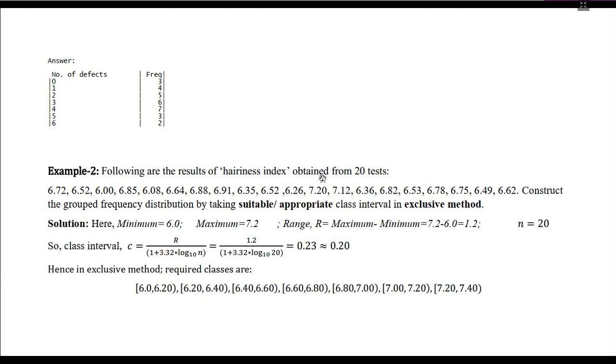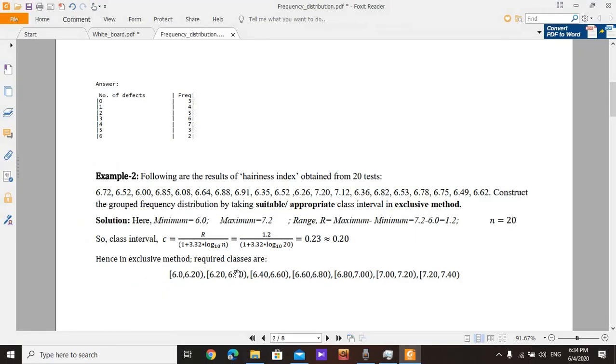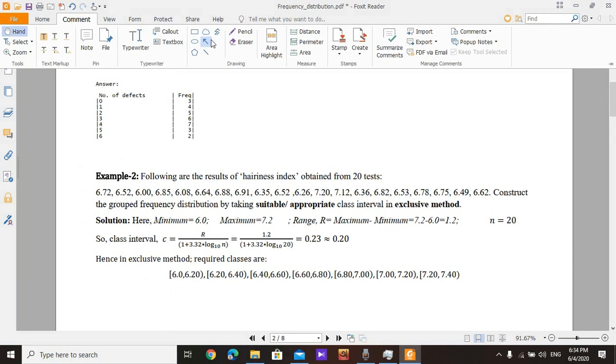Okay, so in the exclusive method we can form the following classes. Since our minimum value is 6, we start from 6.0. I write here with a comma, not a hyphen. So we write first a closed interval 6.0 comma 6.20 open interval. So this means this is the exclusive method.